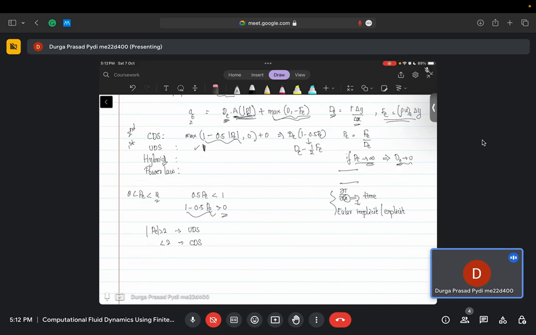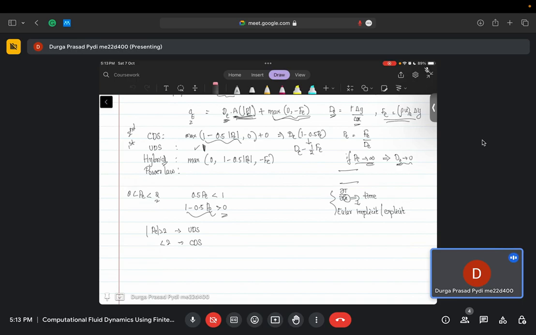So since dE is already here, I am writing just the expression for A. So A will be the maximum of 0, and it will take 1 minus, you can use higher order terms, and then you can also put the other one, so minus Fe. So whichever is a max. So if your convective term is dominant, then it will consider only the convective term, and your diffusion term will be 0. Otherwise, it will consider only the diffusion term, and your convective term will be 0.